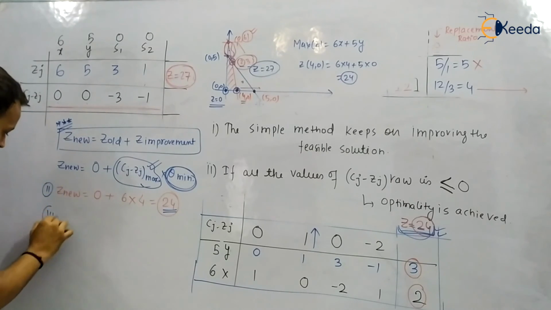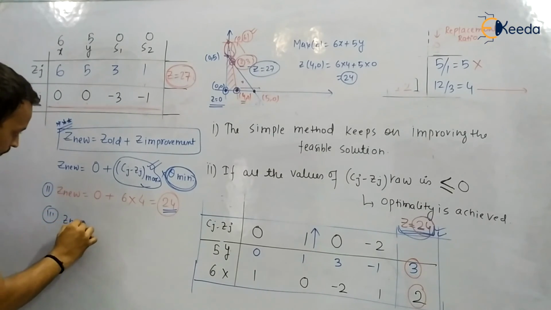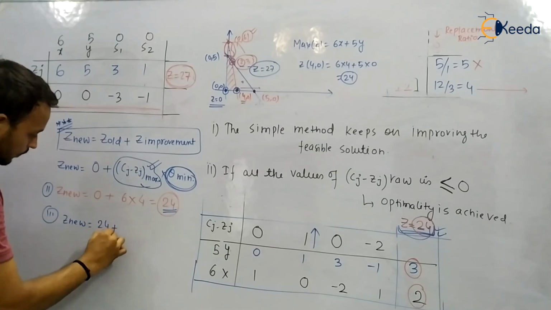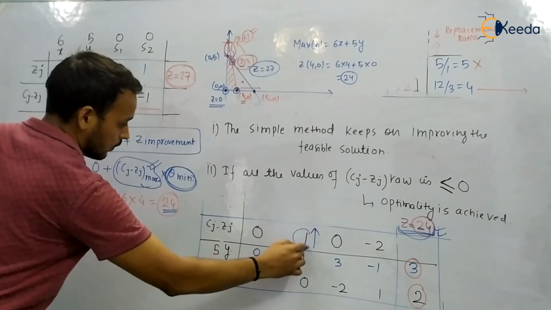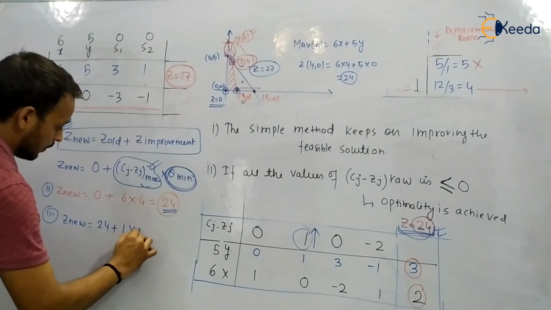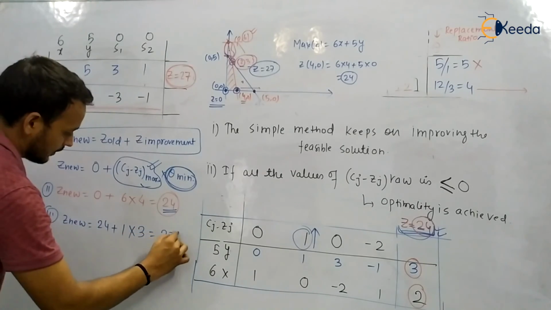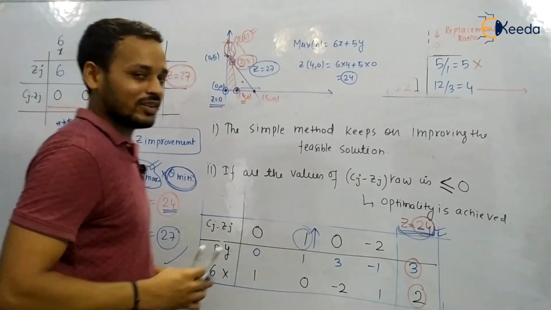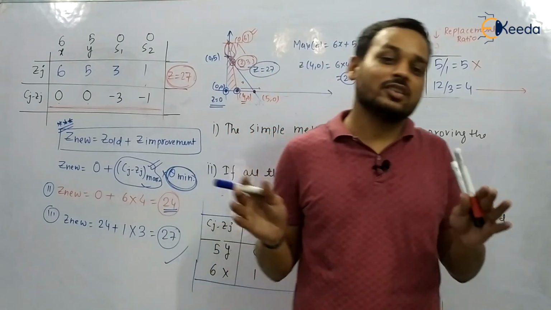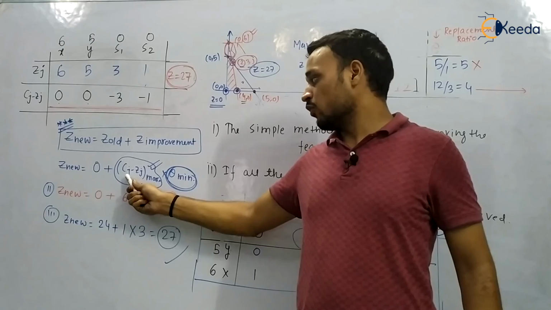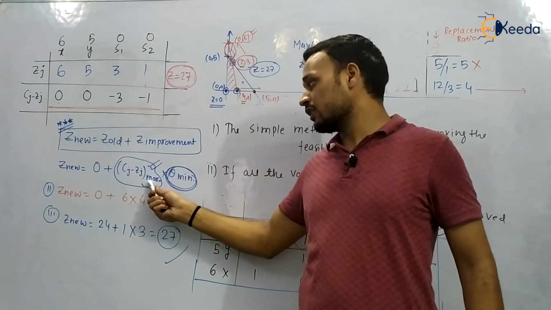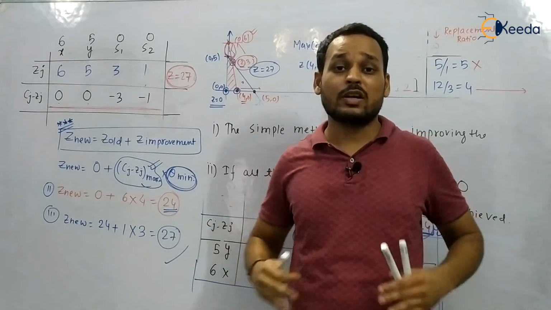For the third also, look, the Z old was 24, the Cj minus Zj maximum was 1, and the theta minimum was 3. You can see it is 27. So everything is related. You have to remember why we chose Cj minus Zj maximum: because we have to improve our Z, we have to maximize our Z.